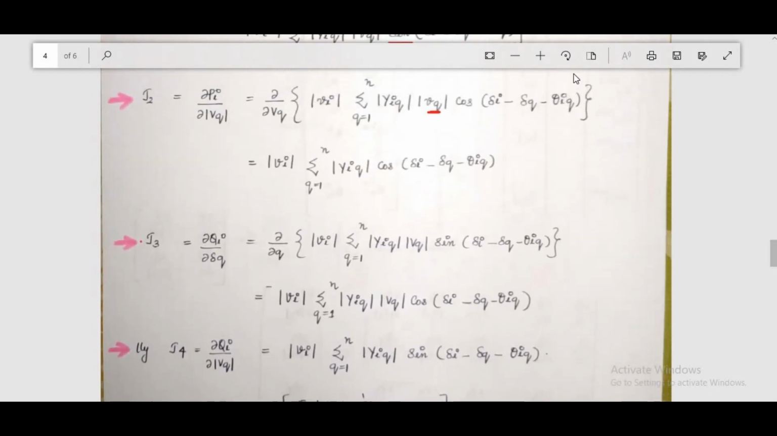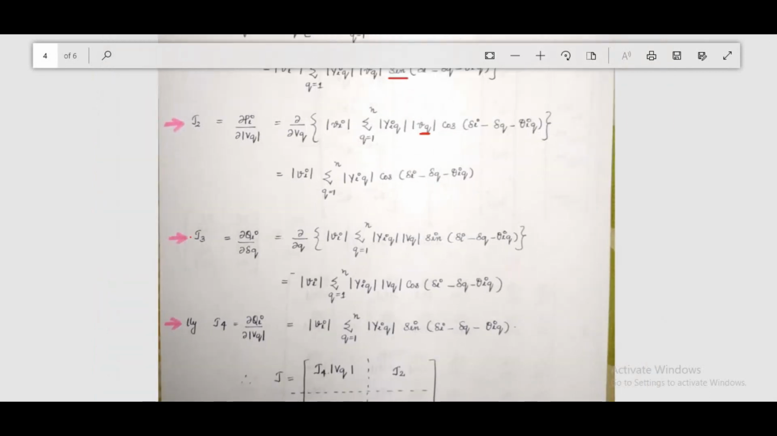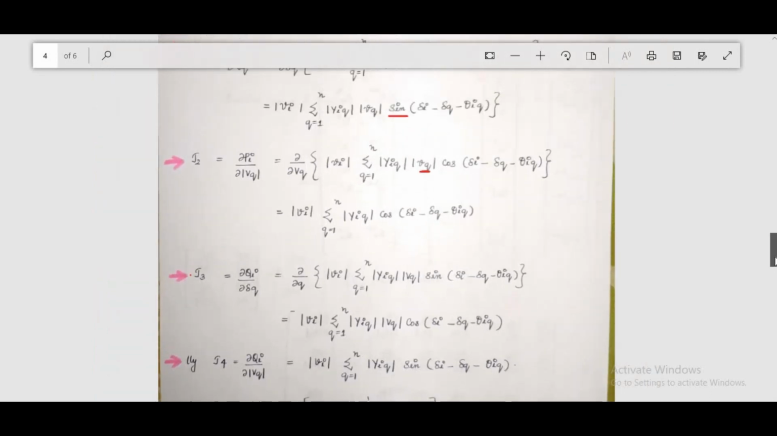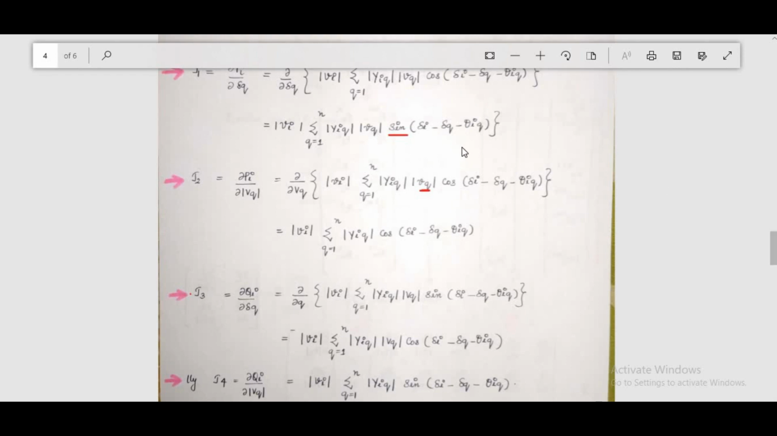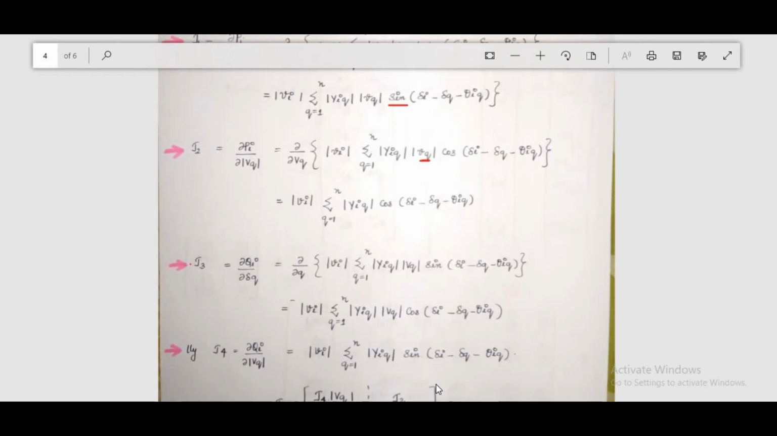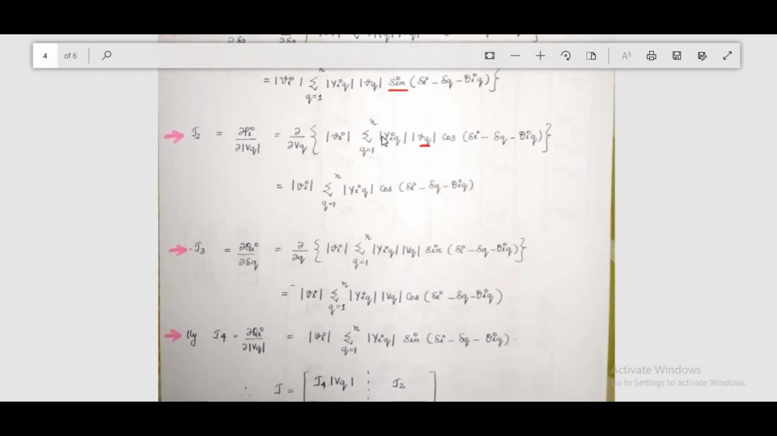Now is there any relationship between J1 and J4? Is there any relationship between this J1 and J4? Both look the same, right? J1 and J4 look the same, but in J1, you have an additional voltage term which is absent here. So you can say that J1 is equal to J4 with this voltage magnitude.